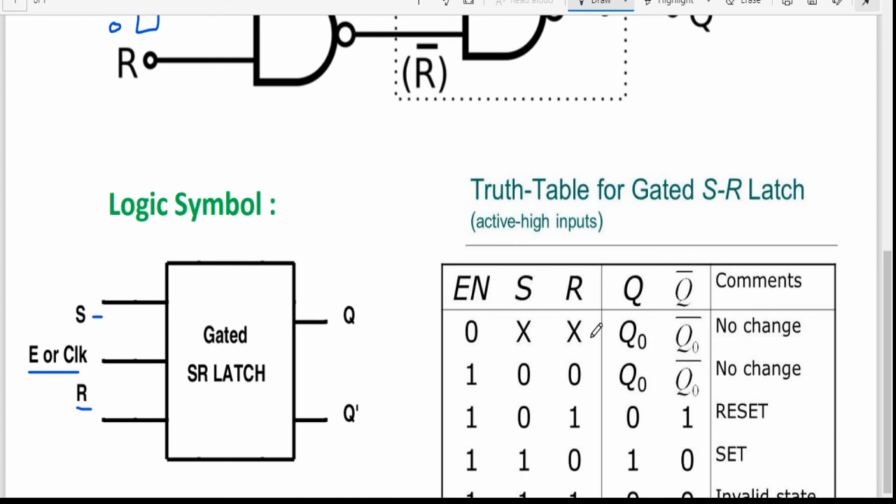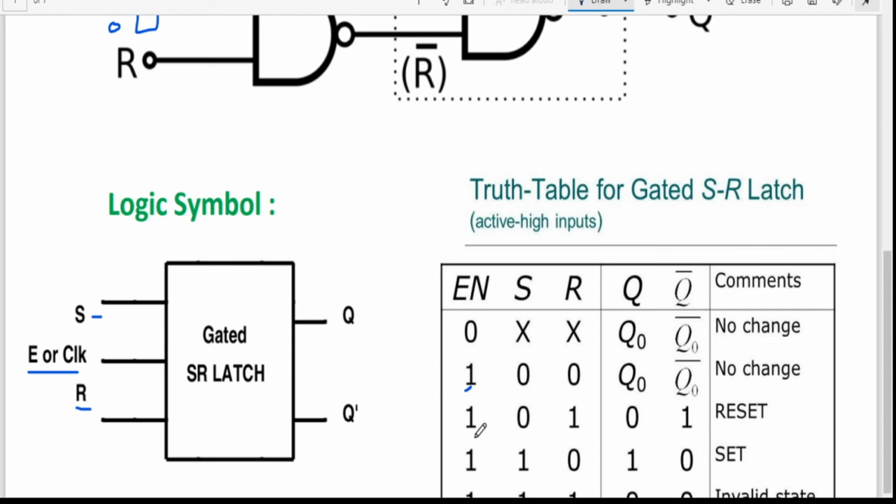In case 2, when enable input is made high and S and R are 0 0, the NAND gate output will be 1. So both NAND gates are going to produce a high output. Here S bar and R bar will receive a high, and again we remain in the previous state only.